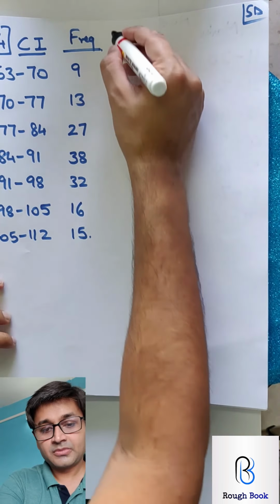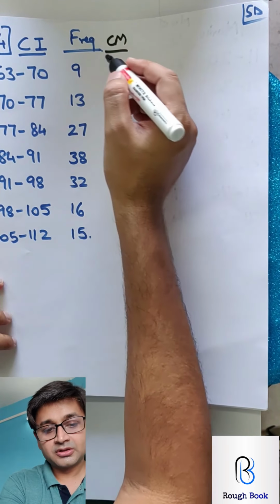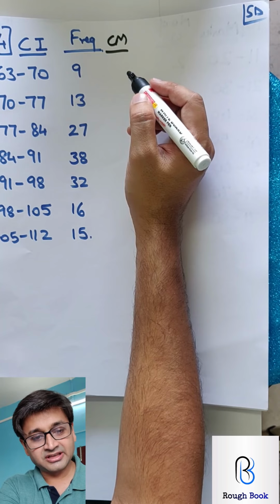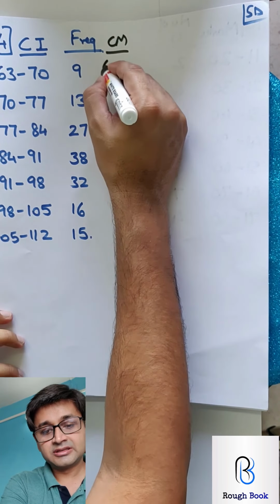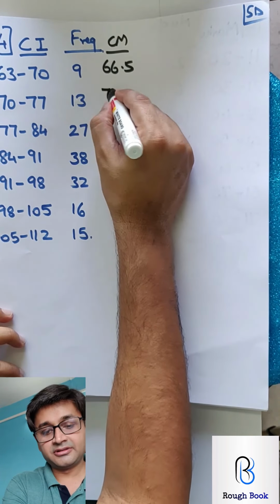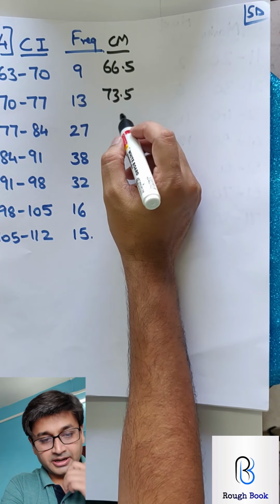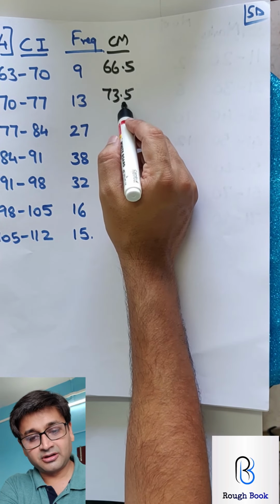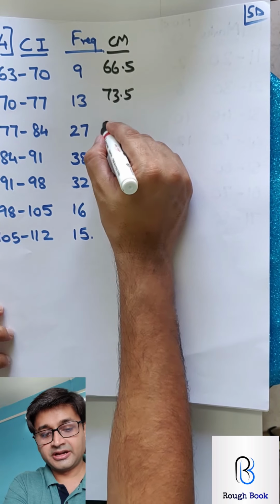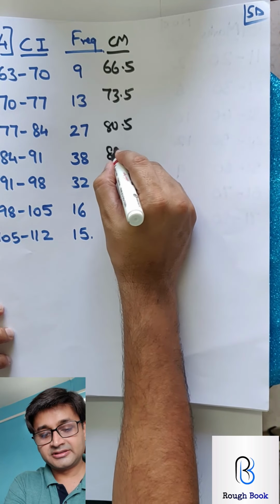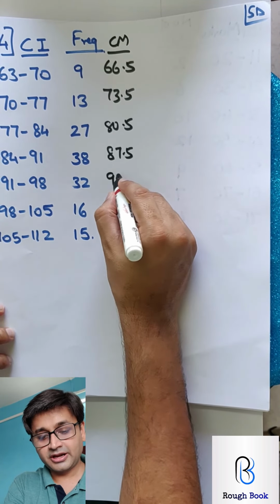Let's begin. Class marks. So 63 and 70. 63, 7, 3.5. So 66.5. 73.5. Am I right? 73.5, another 3.5, 7. Correct. 70, 80.5. 87.5. 94.